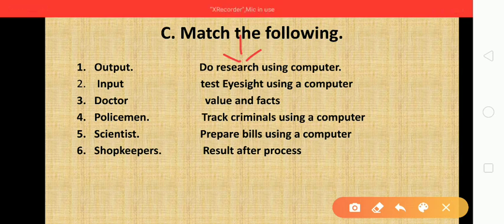Then next is track criminals using a computer. Who tracks criminals? We know very well that policemen track criminals. So the first one we got. Next one, prepare bills using computer. Who prepares bills?